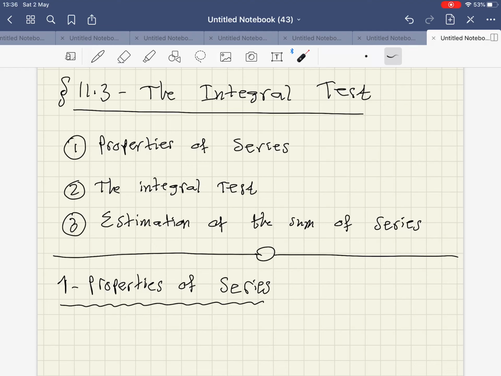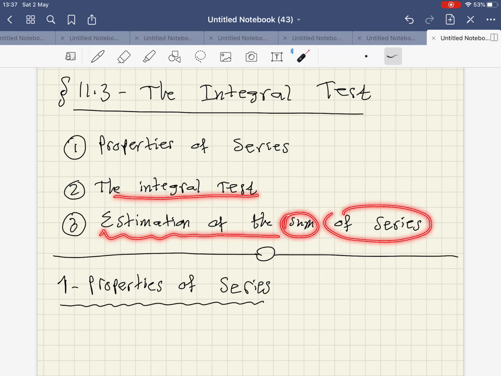Okay, welcome back students. This is section 11.3, the integral test. In this section we have three main topics. The first one is properties of the series. Then we have the integral test. And finally we have the estimation of the sum of the series.